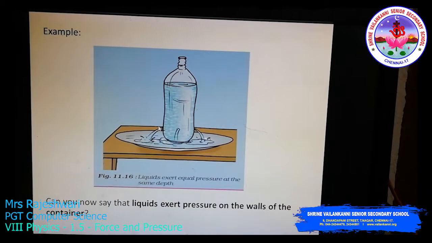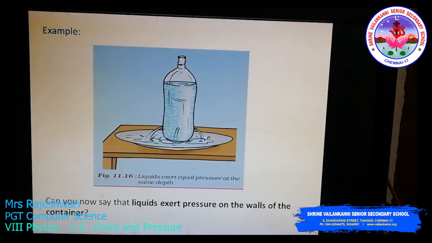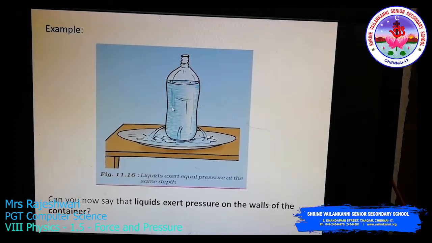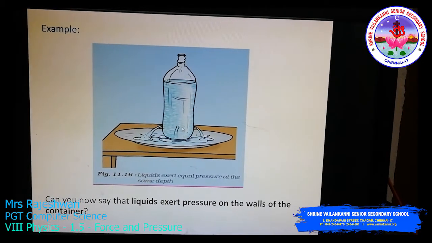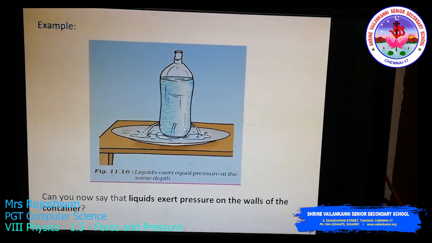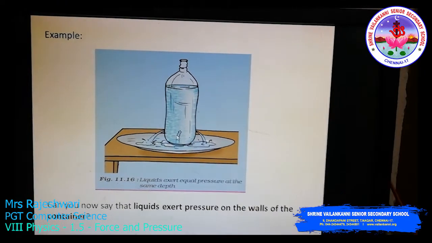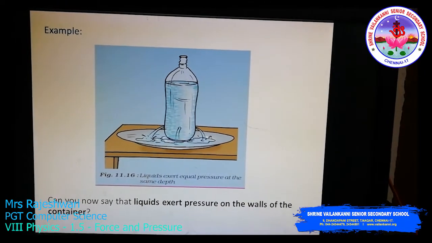After drilling holes, you have to pour water into the bottle. So fill the bottle with the water, and once you start to fill it, what will happen? The water will start pouring out from all the 4 holes. And if you notice, from all the 4 holes the water will pour out to the same distance. So what is the reason behind this?